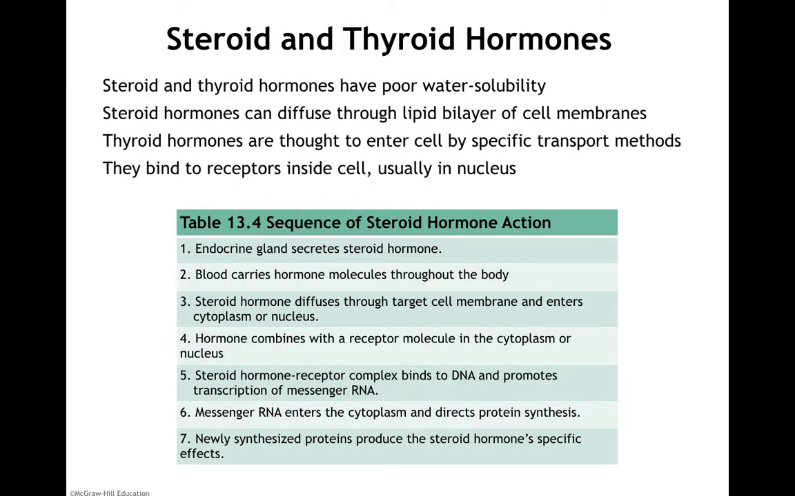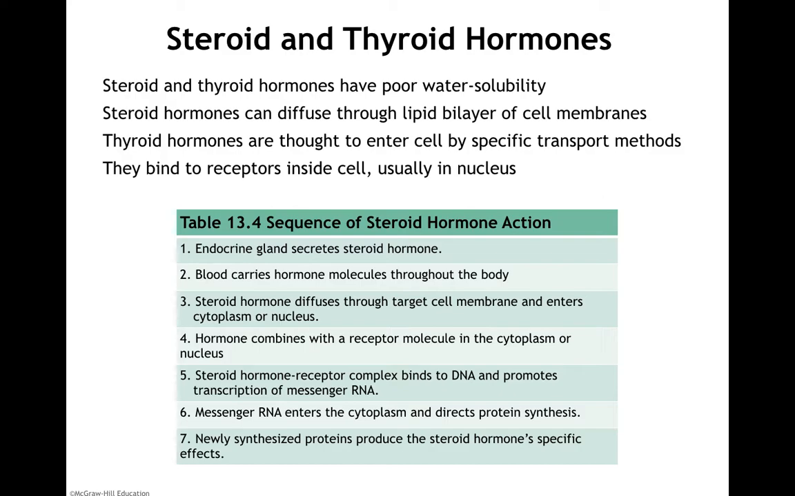Steroid and thyroid hormones are not very water soluble. Steroid hormones can diffuse through the lipid bilayer of the plasma membrane. Thyroid hormones are thought to enter the cell by a specific transport mechanism, but their actual receptor, the effective receptor, is inside the cell and usually directs them to the nucleus.